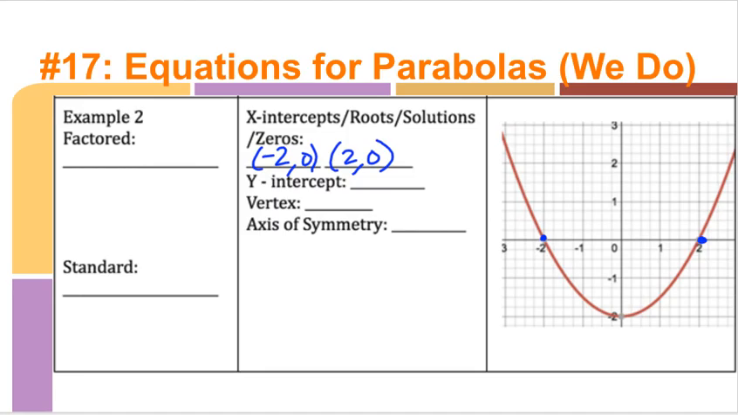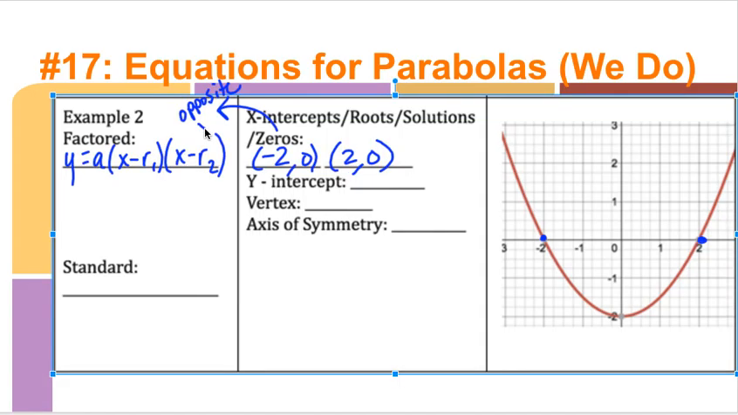Now remember here, the x-intercepts will be the opposite. So if I've got y equals a(x − r1)(x − r2), the opposite of negative 2 is going to be positive 2. So I've got y is equal to a multiplied by (x + 2), and then I'm going to take the opposite of positive 2, and I'm going to get negative 2. So now I just need to figure out what this a is.